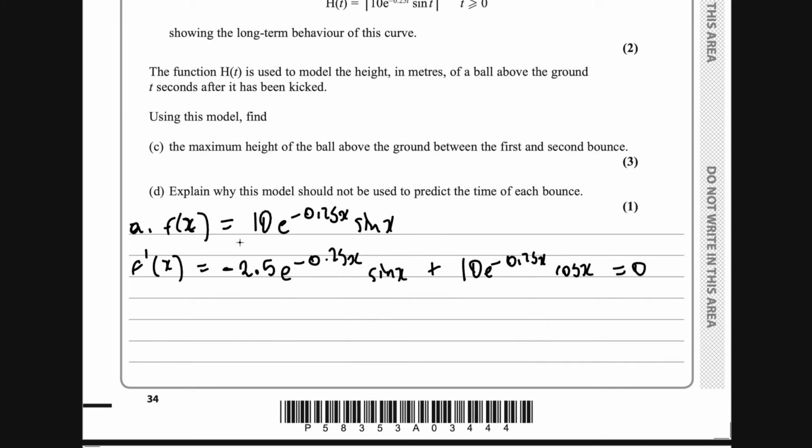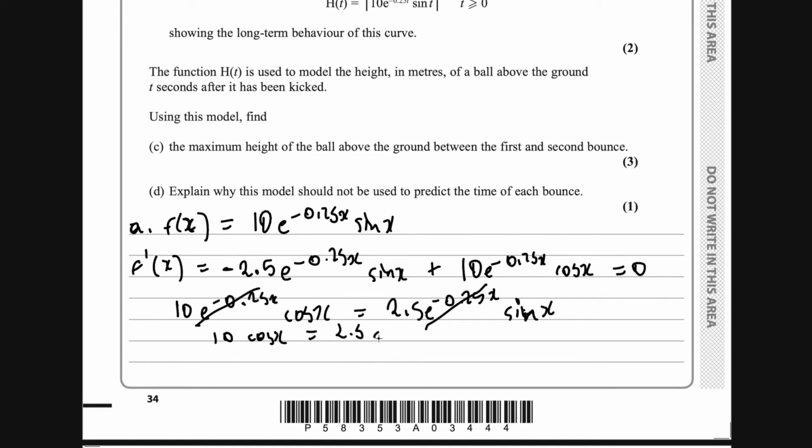I'm going to move this to the other side. So what we get is 10e to the power of minus 0.25x cos x equaling 2.5e to the power of minus 0.25x sin x. Because we've got e to the power of minus 0.25x on both sides of the equation, I'm going to cancel it out, which takes out the bulk of the mess of this equation. What we have left is 10 cos x equaling 2.5 sin x.